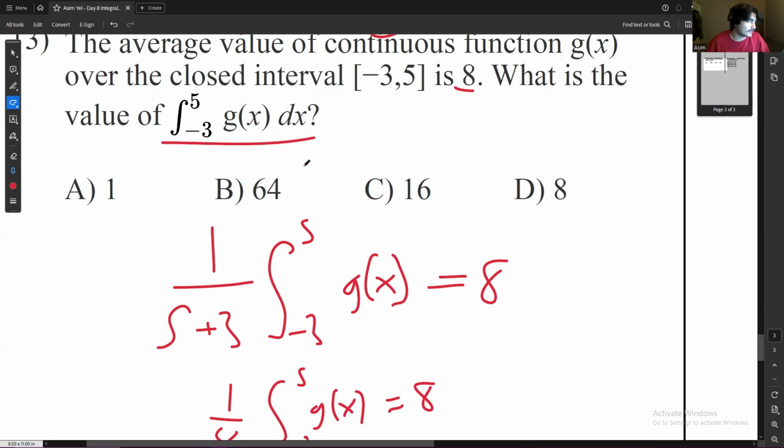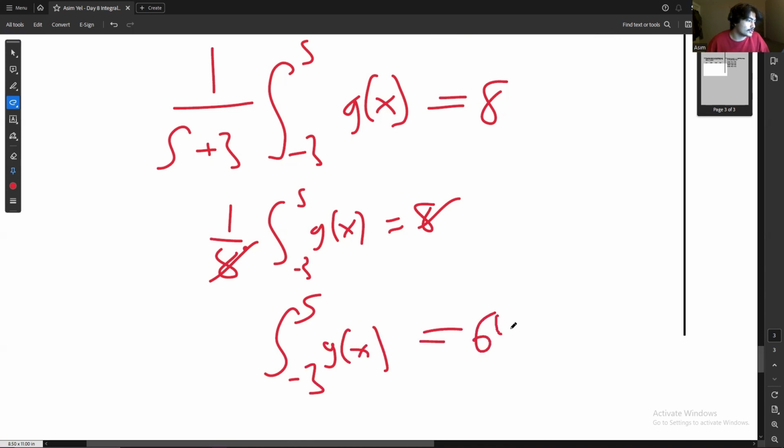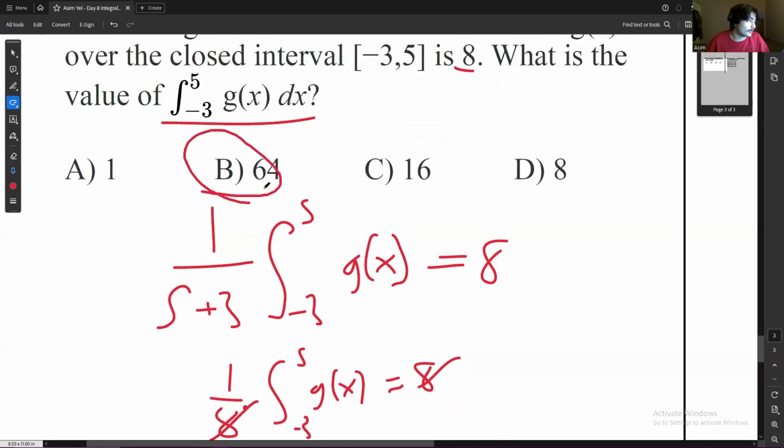So they're asking for the original integral. This is actually a very simple algebra question. We have one variable, and we just multiply it by 8 on each side, and we get our integral, which the question was asking for, is equal to 64. Very sweet.